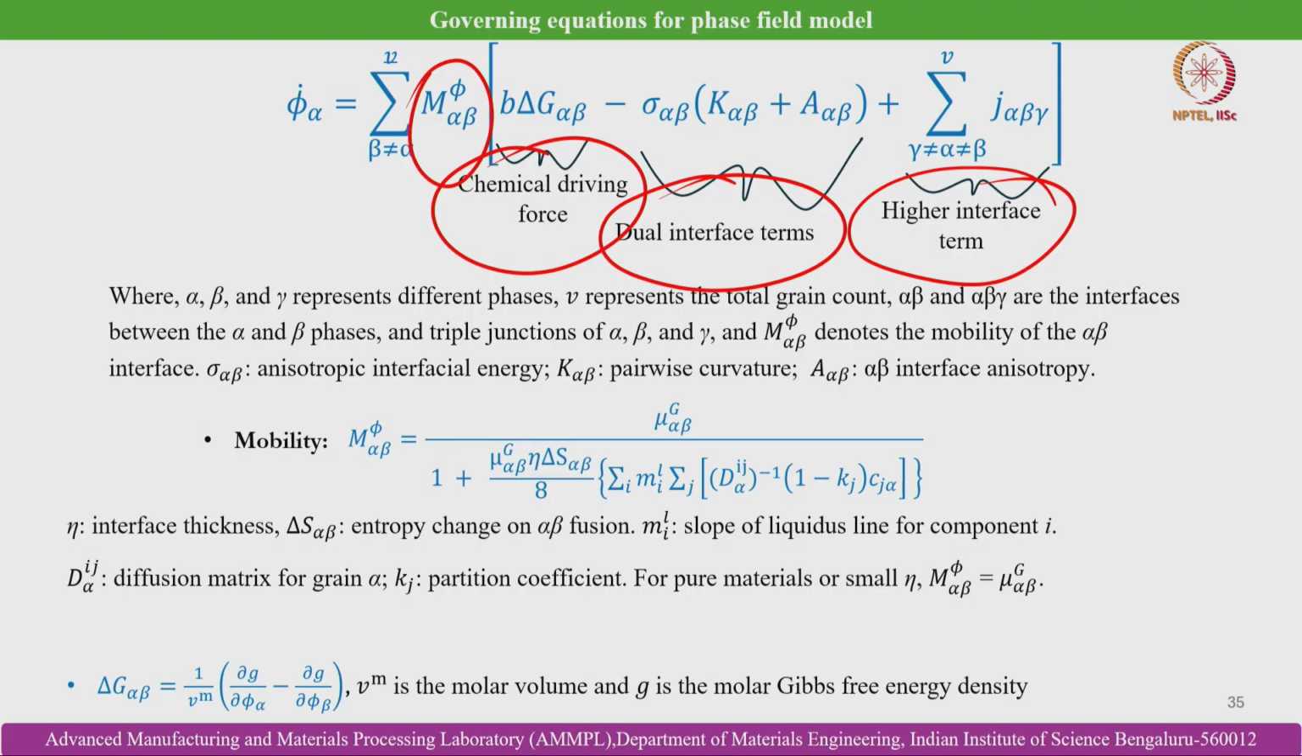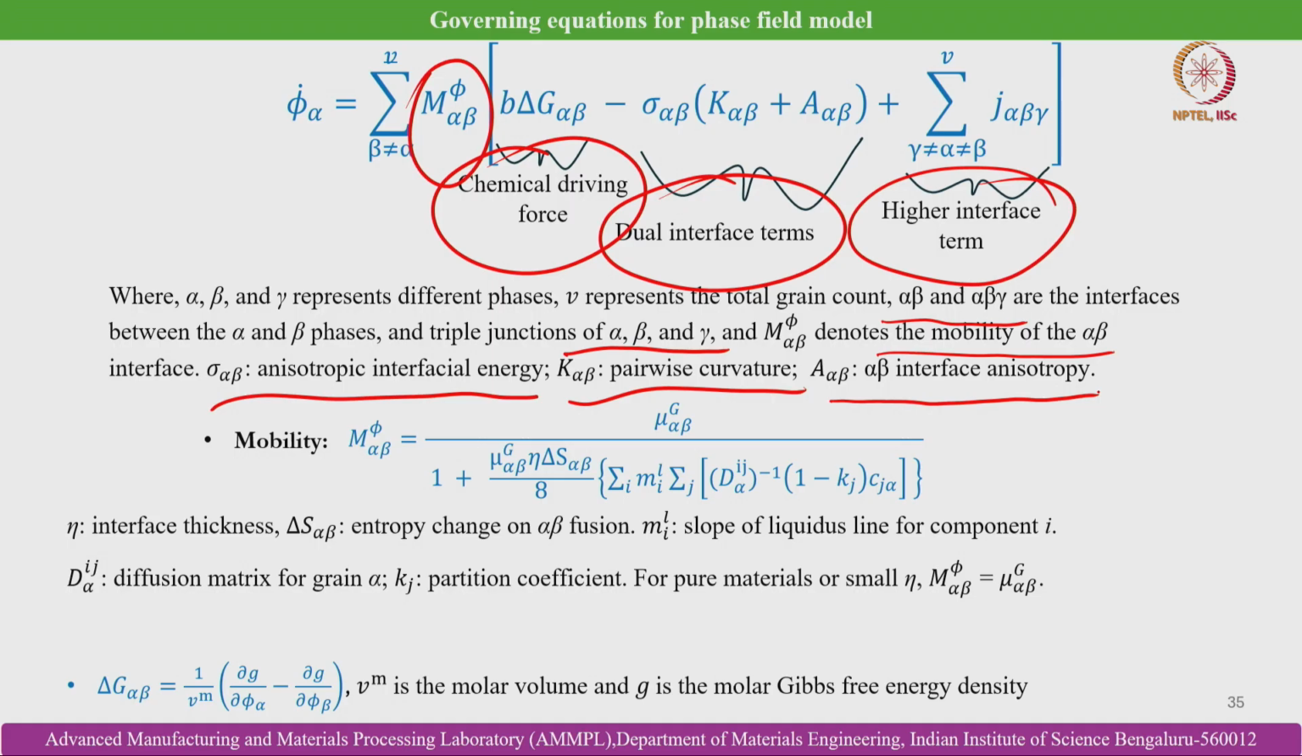Nu represents the total grain count, alpha beta and alpha beta gamma are the interfaces between the alpha and beta phases, and triple junctions between the alpha, beta and gamma phases, and m alpha beta, as I said, denotes the mobility of the alpha beta interface, and sigma alpha beta is the anisotropic interfacial energy, k alpha beta is the pairwise curvature, and a alpha beta is the alpha beta interface anisotropy.